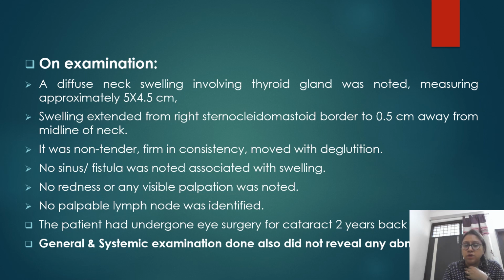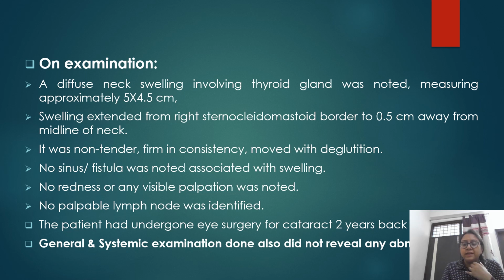Then for the extension of the swelling, we noted that it was seen extending from the right sternocleidomastoid, 2.5 centimeters away from the midline of the neck, towards the right side. When you describe a swelling, you explain the size, then the extension, then how it feels when you palpate it. It was non-tender, firm in consistency, and it moved with deglutition, which means thyroid swelling. Fine.